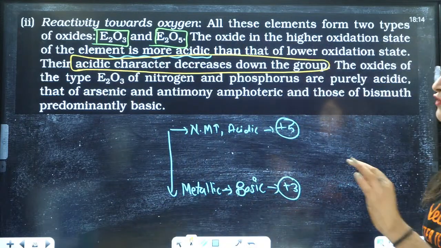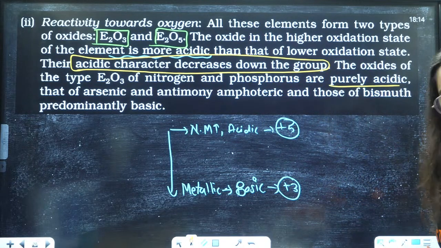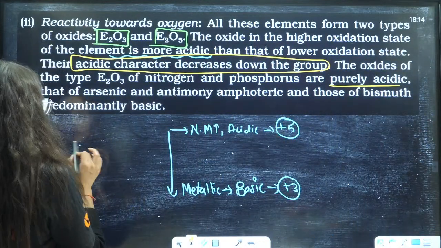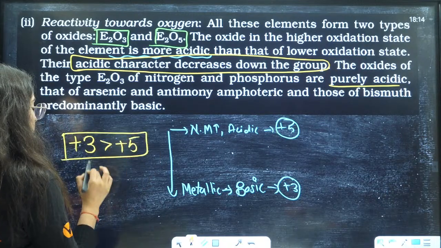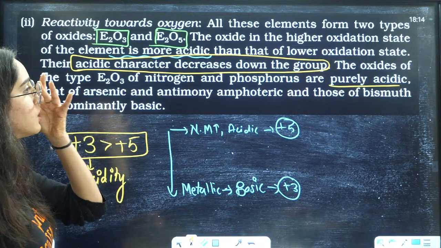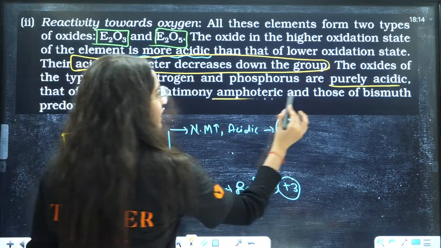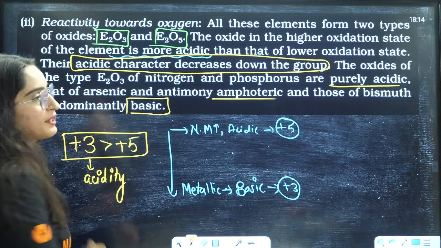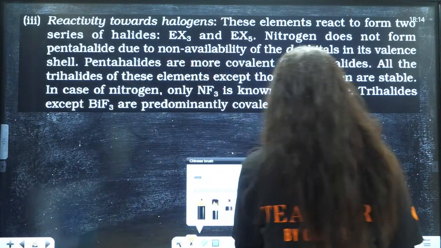The oxides of the type E2O3 of nitrogen and phosphorus are purely acidic, because lower oxidation state oxides, you can also write it here, are more acidic as compared to higher ones. So that of arsenic and antimony are amphoteric, right? And the lowest, that is the metal oxide, will be basic in nature, right? Okay. Next is reactivity towards halogens.